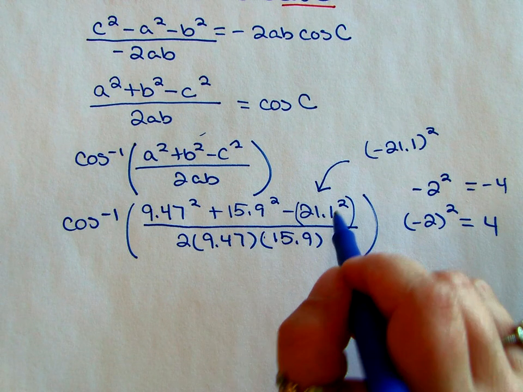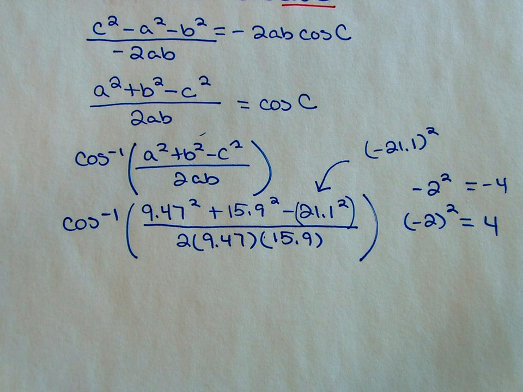Anybody want to be daring and tell me what they figured C to be to 1 decimal place?